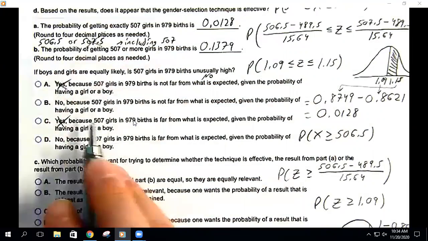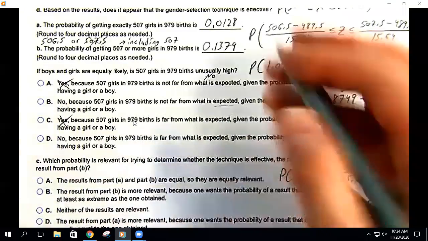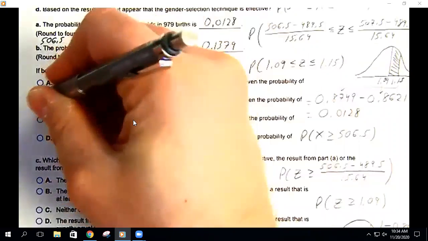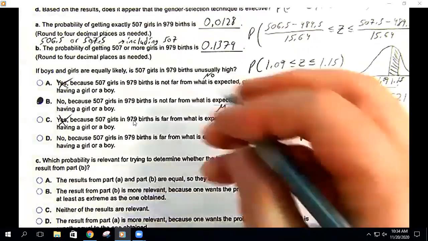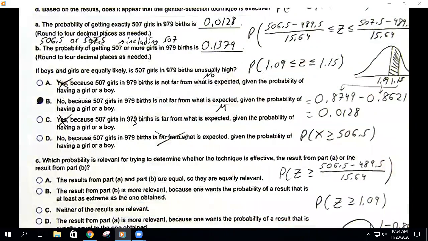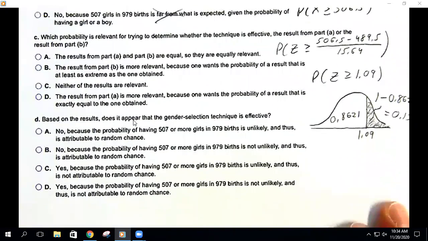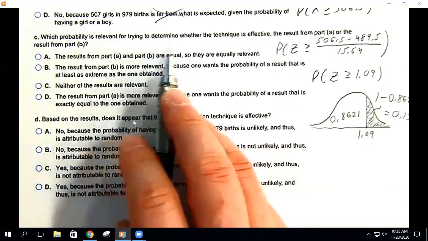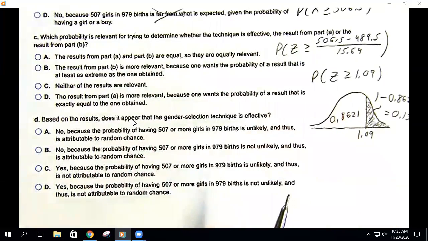So we can eliminate these yeses. No, because 507 girls in 979 births is not far from what is expected given the probability of having a boy or a girl. So that's correct. This one's wrong because it says it is far from what is expected, but that's not true. Part C says which probability is relevant for trying to determine whether the technique is effective. The results from part A or the result from part B.